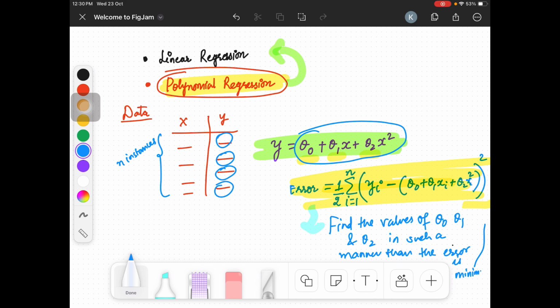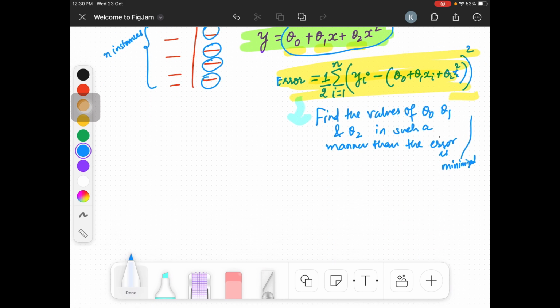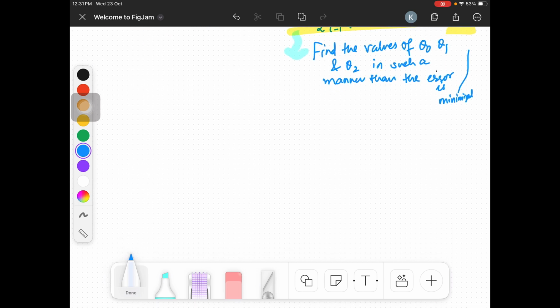I am using this board for the first time, this is a Jamboard, so it's not going down. Yeah, it's going down now. Okay, we are good.